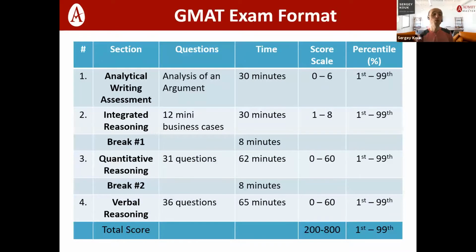Now, if you look at this format of the test, most people, when they look at this, say, okay, there is a writing section, I have to write an essay, there's integrated reasoning, I don't really understand what it is, but it's not part of the total score, so probably not that important. And then there's a math section and the English section. That's what most people say.